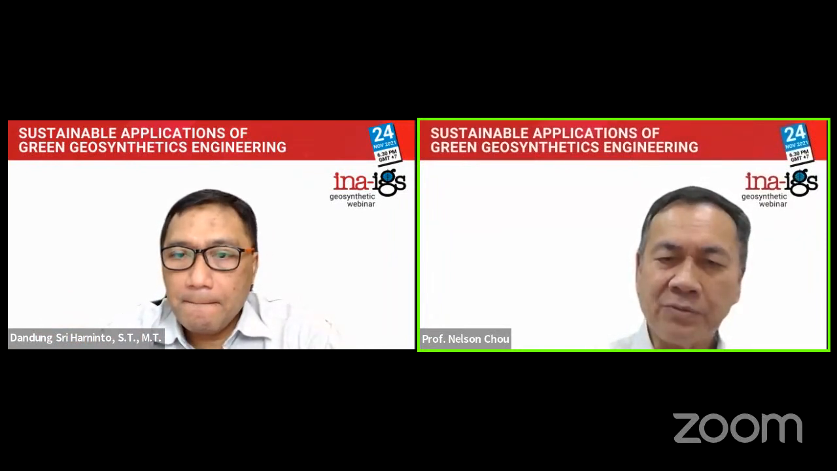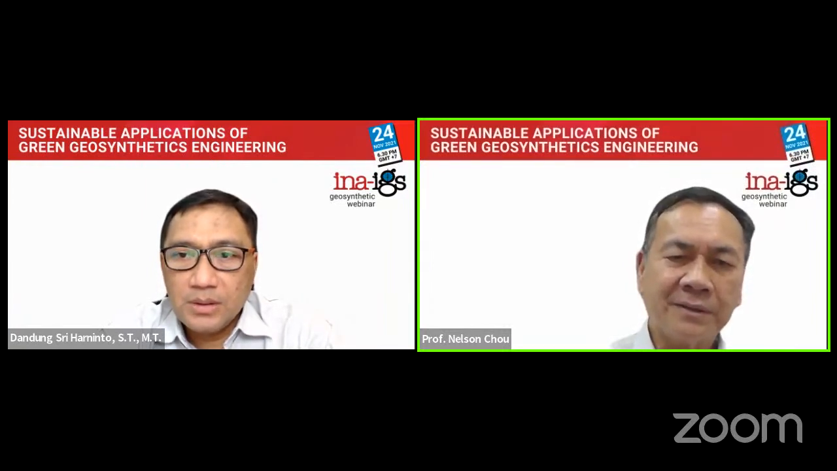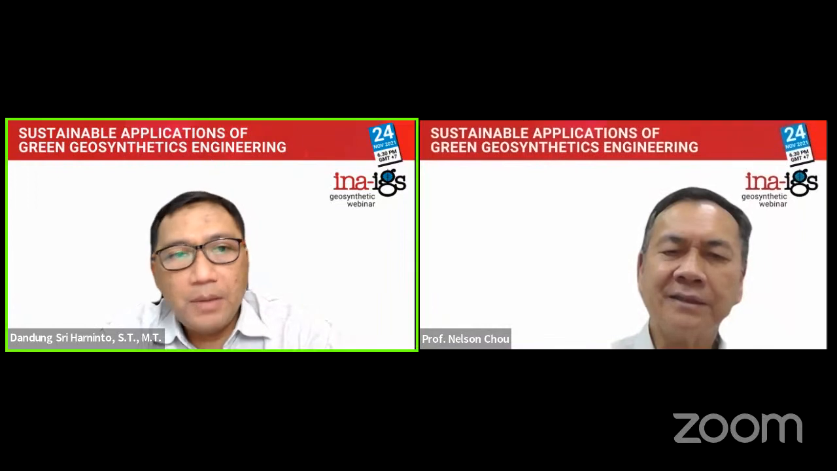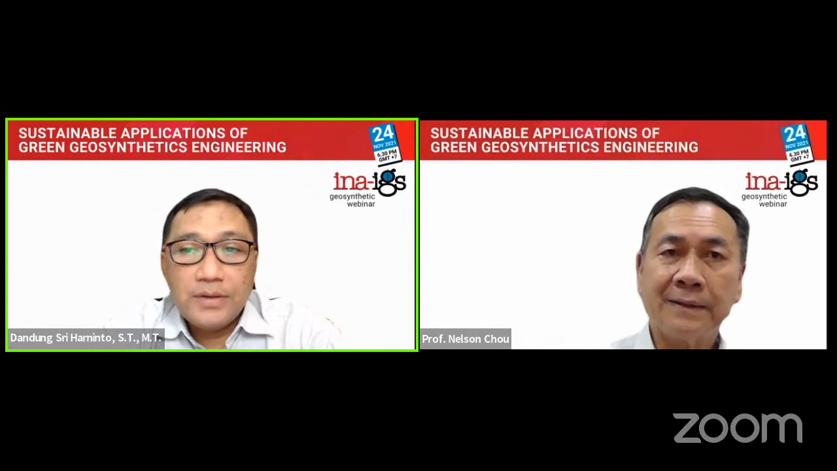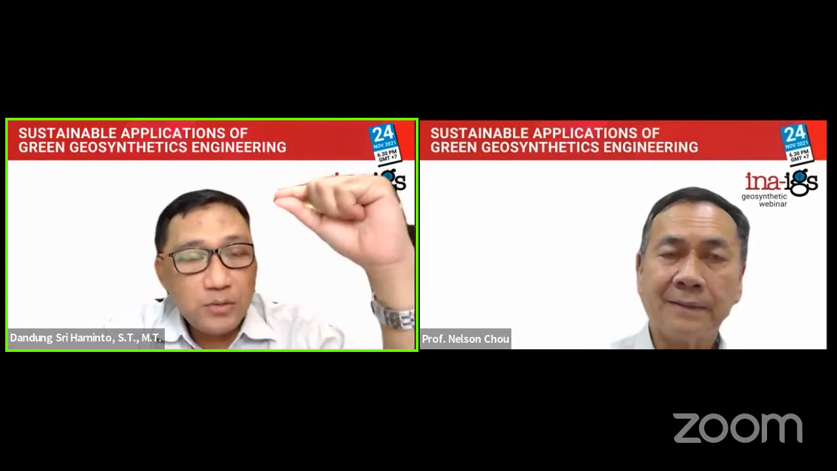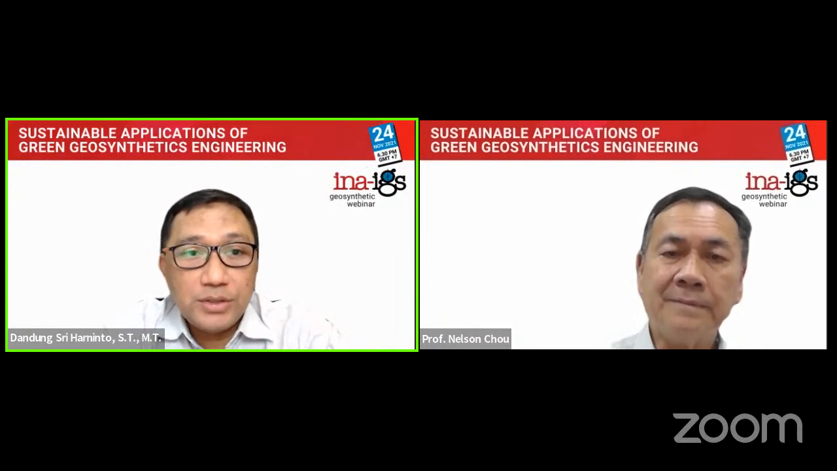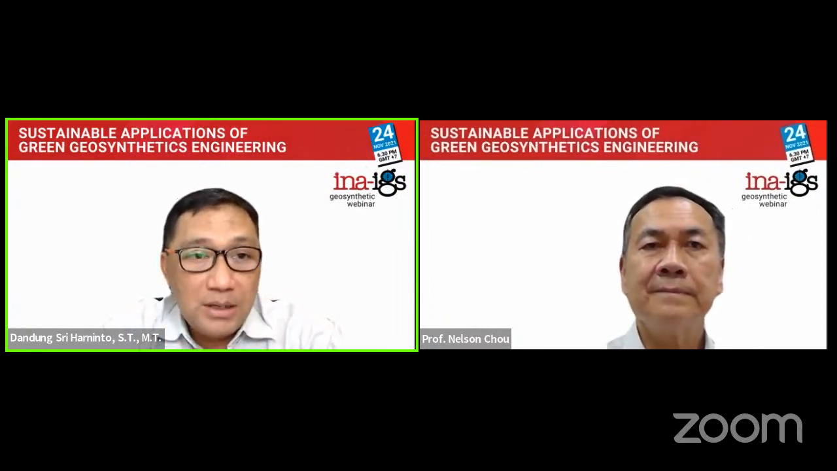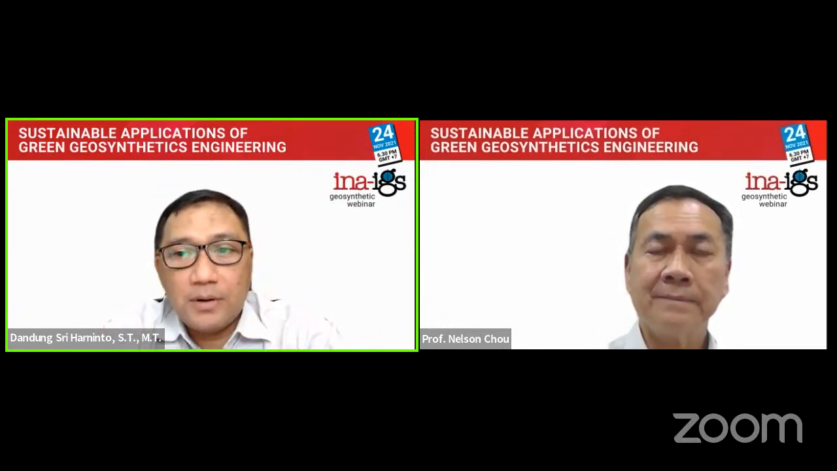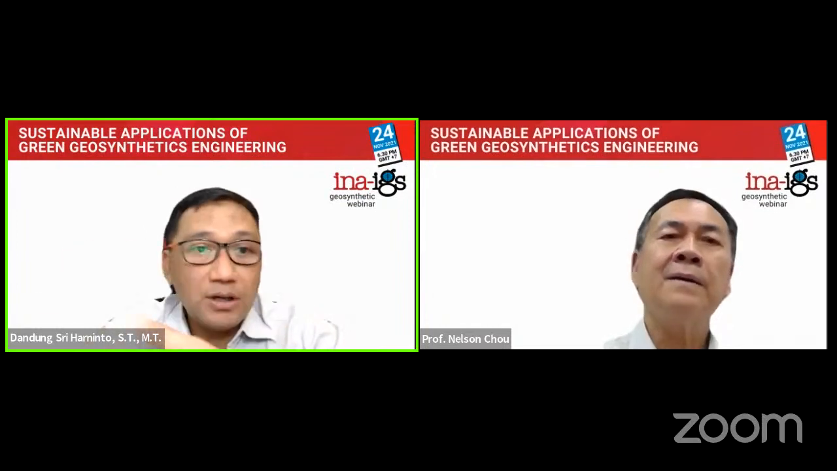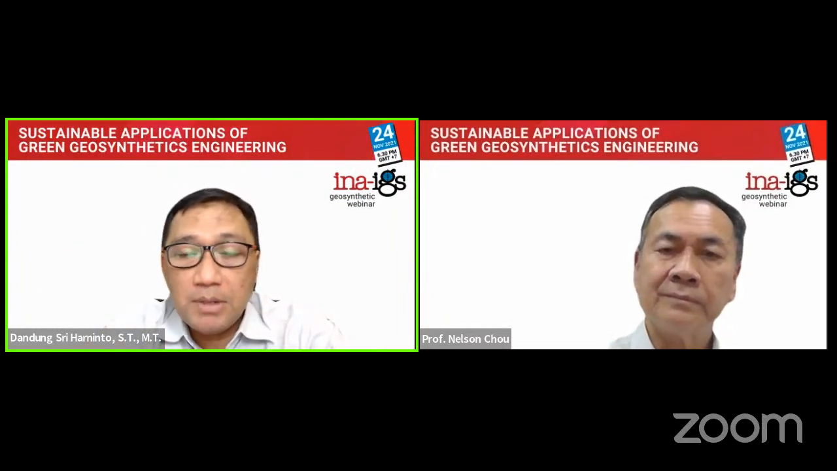Geosynthetic in a railway embankment to avoid excessive settlement. I'm not quite sure. The sentence was not completed, so I don't quite understand. Maybe, I don't know what the question means, but as you know, if we construct a railway embankment, the deformation must be limited because of the use of the train. So in my opinion, what we have to prepare so the embankment never has excessive deformation, Professor Nelson, maybe is soil treatment first before we construct the embankment.